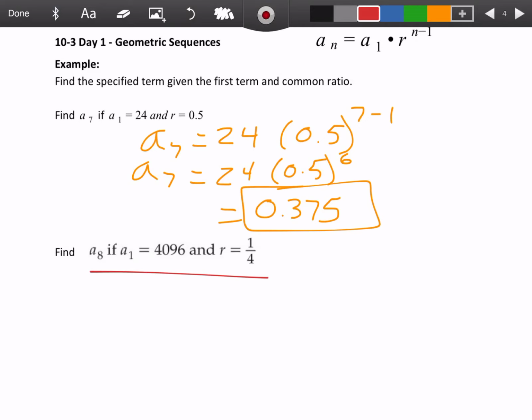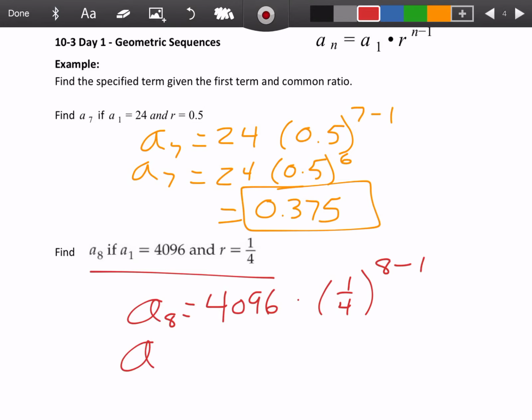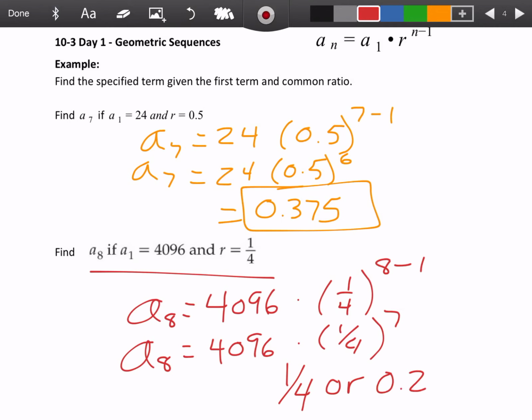The next one, we're going to find the 8th term. So A of 8 equals our first term of 4,096 times 1/4 to the 8 minus 1. So A of 8 is 4,096 times 1/4 to the 7th power. And what happens after that, once you multiply all that through, is you actually get 1/4 or 0.25 as your answer. That would be the 8th term of that geometric sequence.